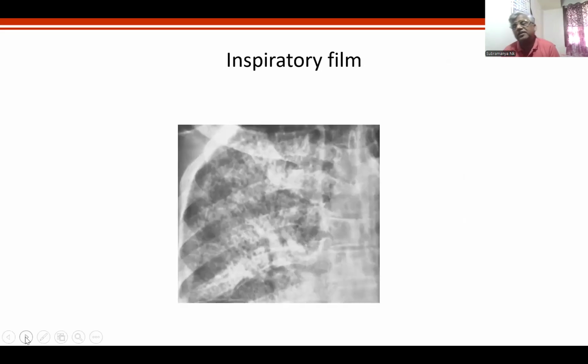Now, why do you need an inspiratory film? A good inspiratory film means it will spread everything. See, when you want to see something, you will tease them. It's called teasing. Or when you want to see something, you will actually spread it out and see. You don't see in a shrunk way. Do you all agree? And inspiratory film means it will spread the lung very well. It will spread intrathoracic structures very well, so that you can actually interpret very well. This is most important, and that's why you need an inspiratory film.